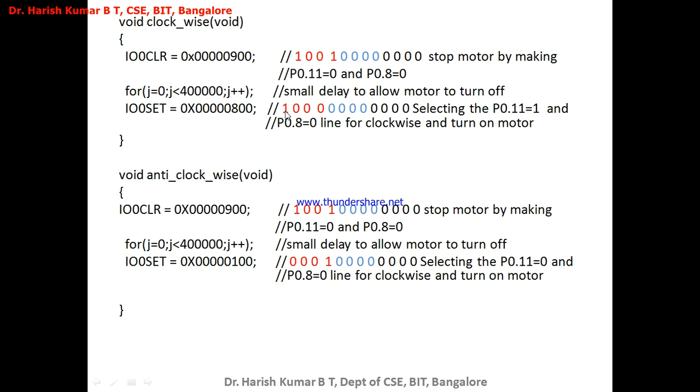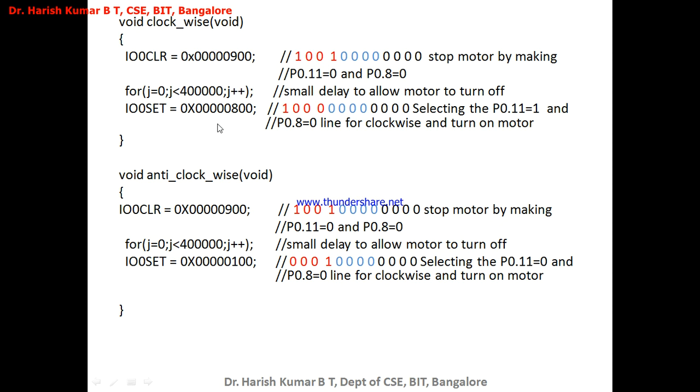Observe here, this bit corresponds to P0.11, and that is 1, because I am assigning to IO0 set. So the corresponding port pin will be pulled high, and since this is the 8th bit of IO0 set, which is 0, the corresponding port pin will be pulled low. P0.8 is 0. Now the stepper motor will start running in the clockwise direction.